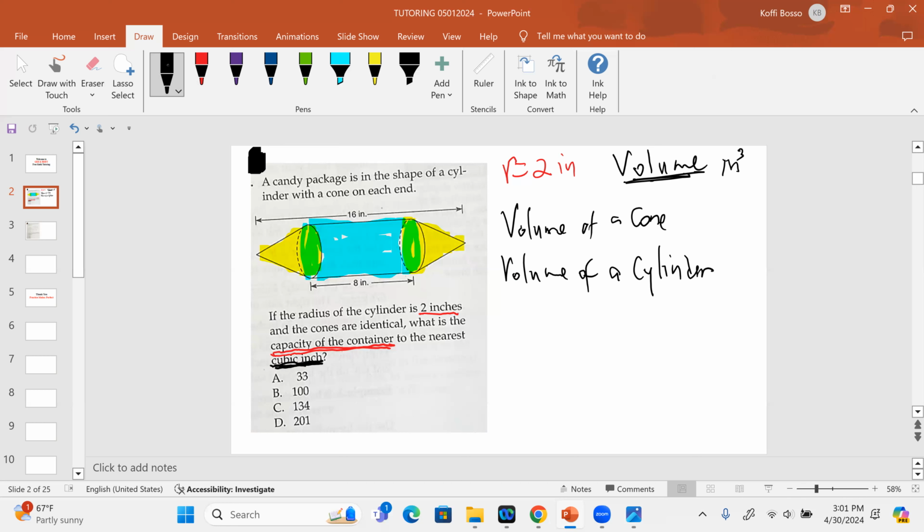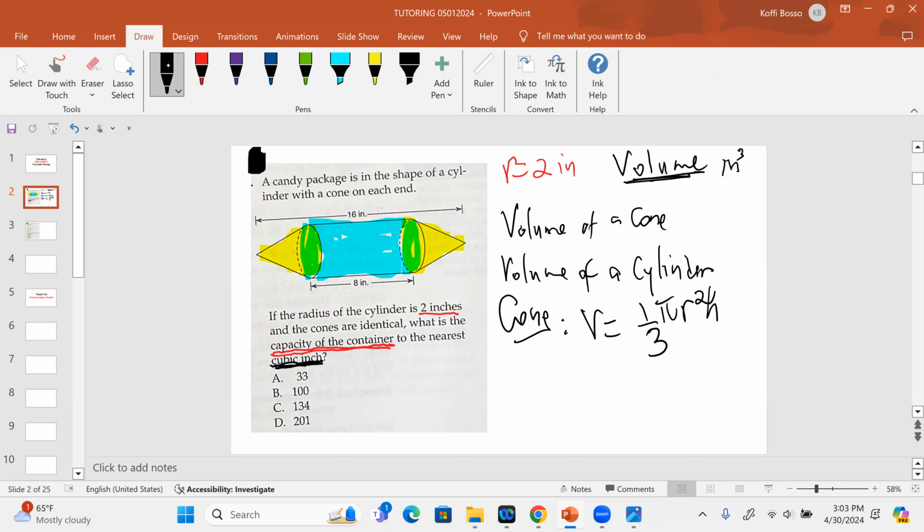Now, what is the formula for the volume of a cone? The volume of a cone is V equals 1/3 pi R square times H. Perfect. These formulas will be provided when you take the exam.